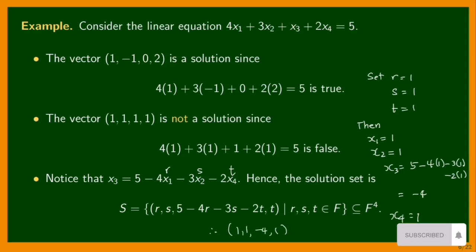You can check directly by making a direct substitution into this equation. See that the equation is true. Now, if you select another set of values for r, s, and t, then you will produce another solution. So this solution set is represented by a 3-parameter parametric equation.